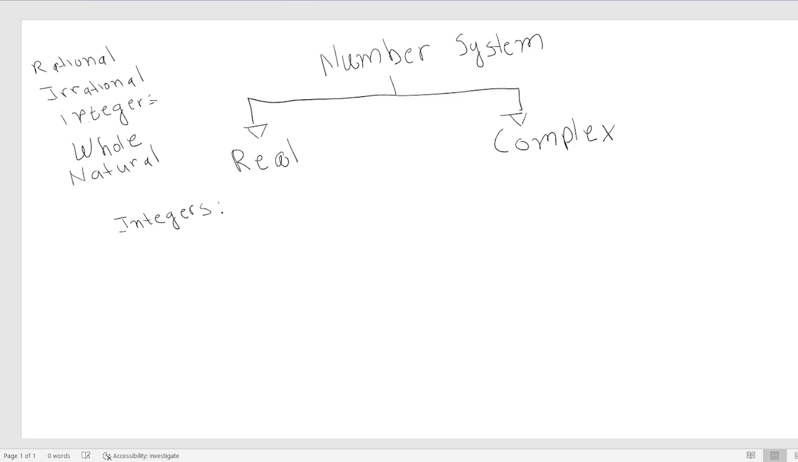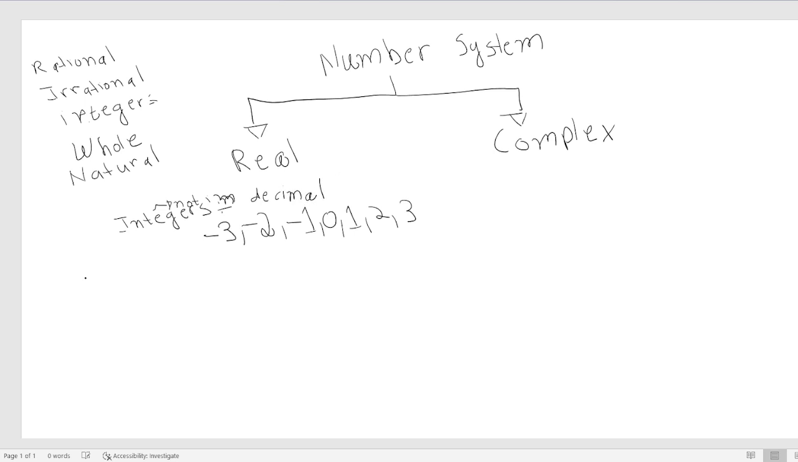Integers are just basically positive and negative numbers, and the numbers are not in decimals. That is the thing we have to remember. -3, -2, -1, 0, 1, 2, 3. All of these are integers. So I'm going to write here not in decimal.